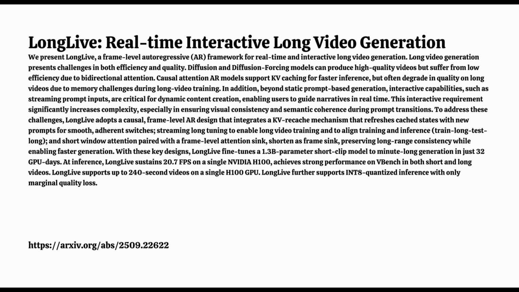It was how KV-recache solved the interaction inertia, how streaming long tuning fixed the train-test mismatch, and how the frame sync counteracted the downside of short window attention. They built solutions that directly addressed the problems created by other necessary components. It feels like they've genuinely moved the needle on making this kind of user-guided, long-form video generation practical, not just theoretical. A really solid piece of work.